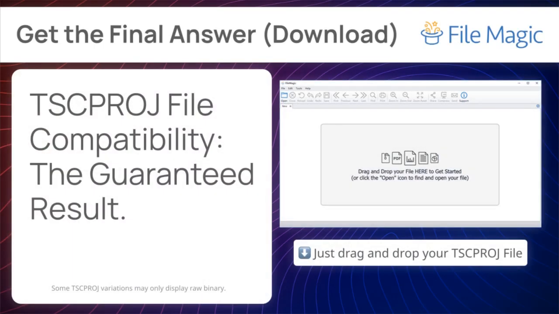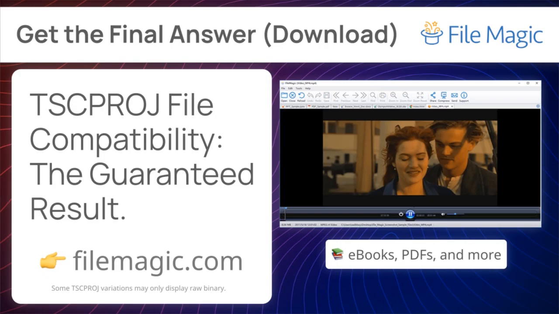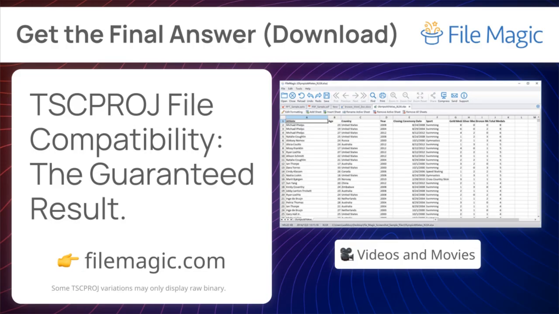Takeaway: the inability of Windows and 7-Zip to open the file suggests a unique format signature. FileMagick is the comprehensive solution built to handle these exceptions. Find it at FileMagick.